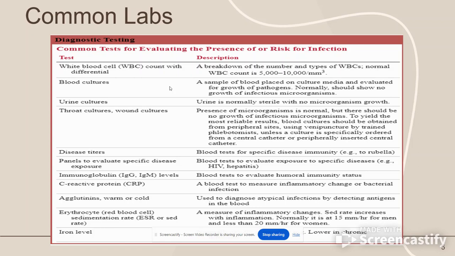C-reactive protein measures inflammatory change or bacterial infection within the body. Agglutinin is used to diagnose atypical infections by detecting antigens in the blood. Erythrocyte sedimentation rate, also known as ESR or SED rate, measures inflammatory changes within the body. It will increase if there's any inflammation anywhere within the body. Normal is up to 15 millimeters an hour for men and less than 20 an hour for women.